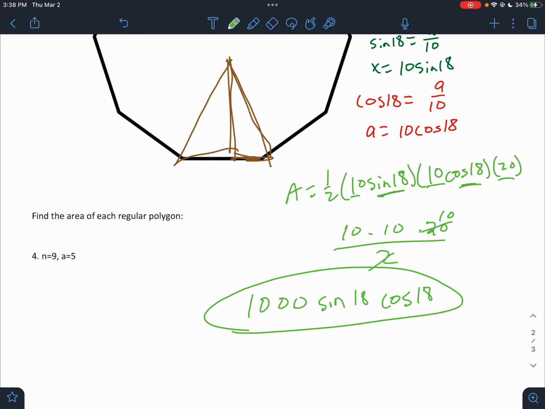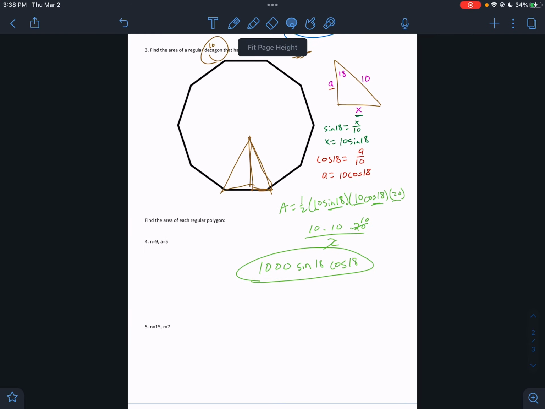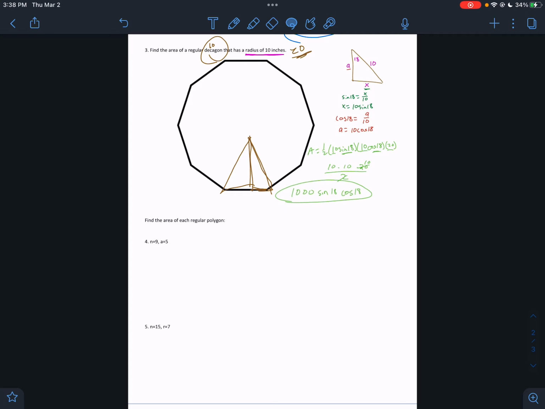You will be typing these into a calculator eventually. But right now, I want you practicing as much as you can, getting the exact values.